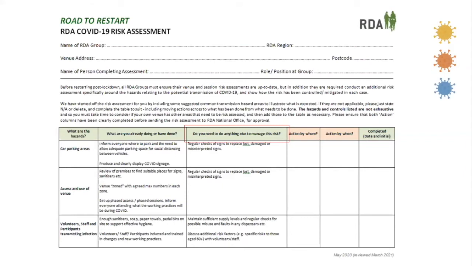Again, these are things that you might need to finalise nearer the time if they can't be done immediately for practical reasons, or things that simply just need to be done on an ongoing or periodic basis, so always think ahead. The action by whom and action by when columns.